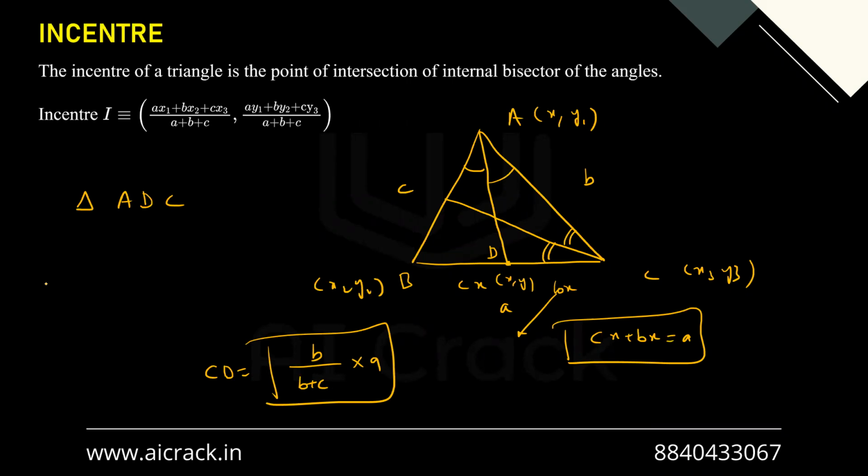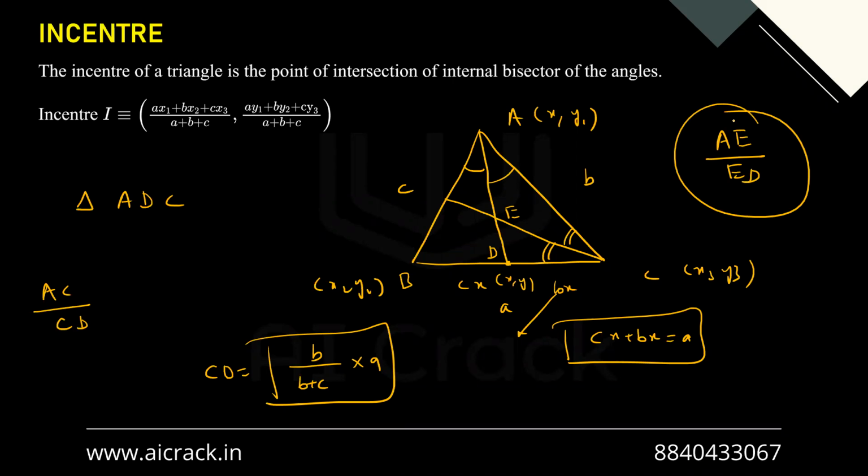So we know the ratio of AC is to CD, right? And since we know the ratio of AC is to CD, we also know the ratio of, let's say this point is E, AE divided by ED with the help of the angle bisector theorem. If AC is to CD is b upon b plus c, then AE divided by ED is also the same, right?